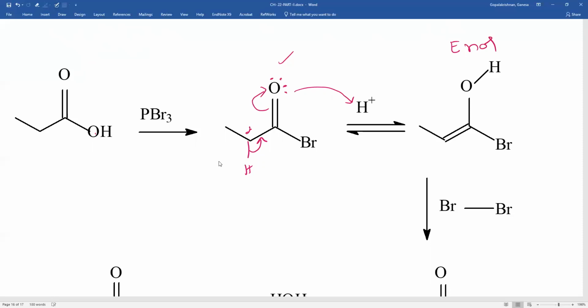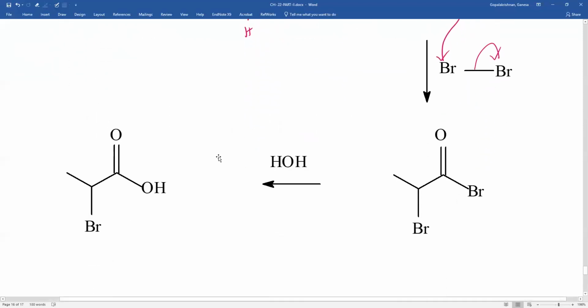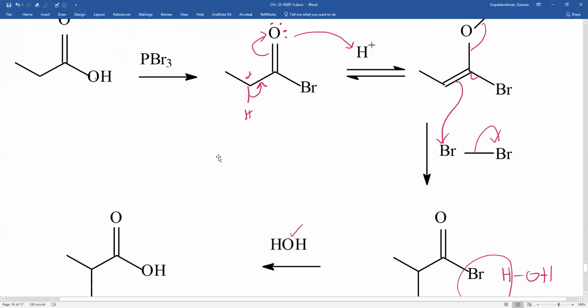You put the bromine there, the reaction is going to happen and flip it in, and you have this one. But this is not a carboxylic acid. This is an acid bromide, an alpha bromo acid bromide. So how do we convert it into a carboxylic acid? Just react it with water. We learned that reaction in chapter 21. Acid halides react with water and form the OH.